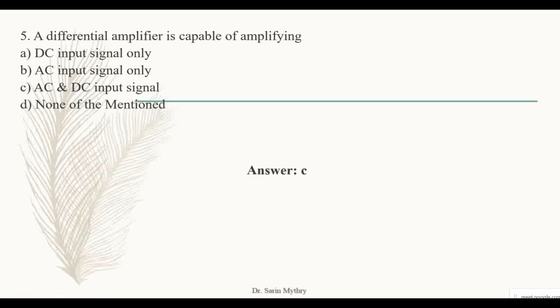The correct option is that it can amplify both AC and DC signals. Your differential amplifier can measure both the AC and DC signal. Why? Because our operational amplifier is a circuit which does mathematical operations, so it has both the signals, AC and DC. So option C is the correct one.